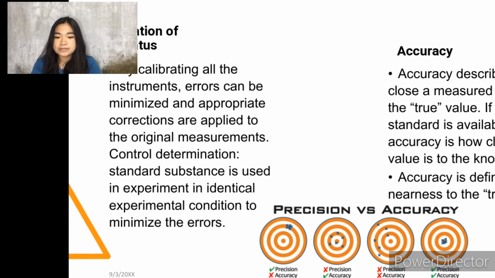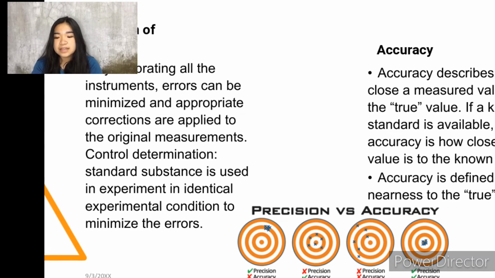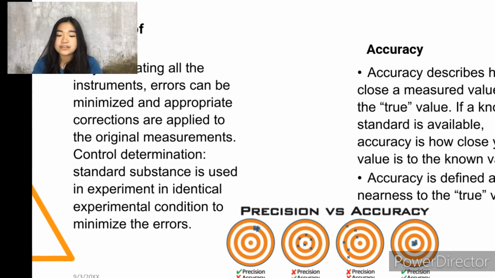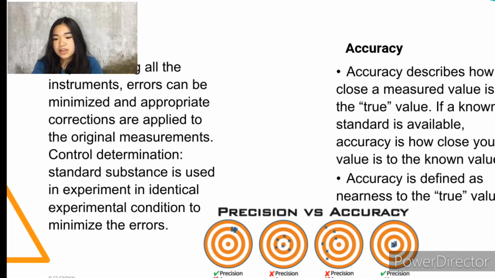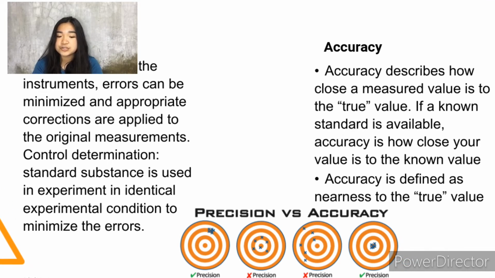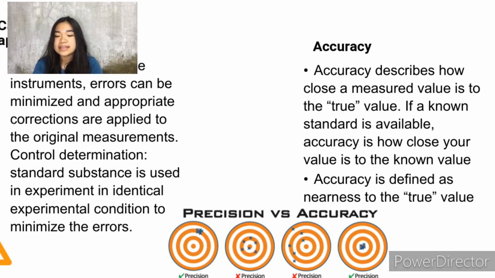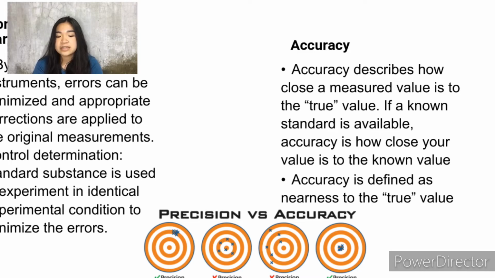Calibration of apparatus. By calibrating all the measurements, errors can be minimized and appropriate corrections are applied to the original measurements. Control determination. A standard substance is used in the experiment in identical experimental conditions to minimize the errors.